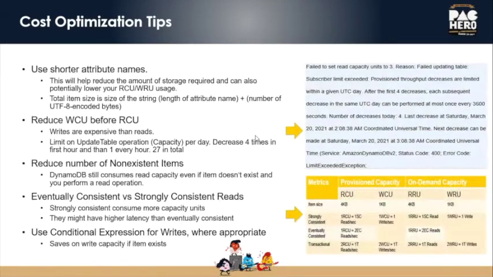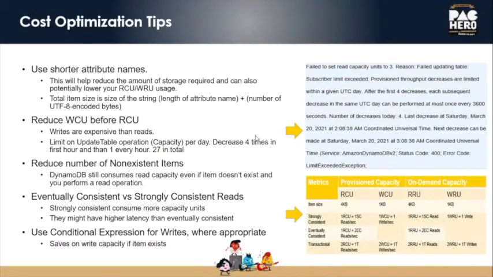Next optimization tip is use shorter attribute names. The way DynamoDB charges you for the storage is item size of a string. It takes the whole length of the attribute plus number of UTF-8 encoded bytes. You know that your variable or attribute value might be a different size, which you don't have a control over, but attribute names you do have a control over. So instead of having an attribute of, let's say, first name, you can have it FN for it. So you're basically saving the storage cost by having a shorter attribute name.